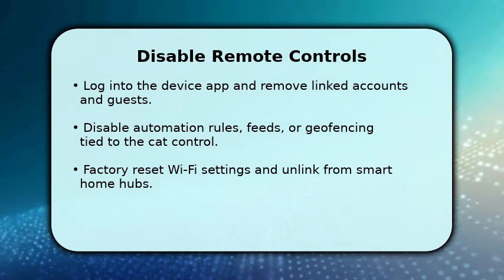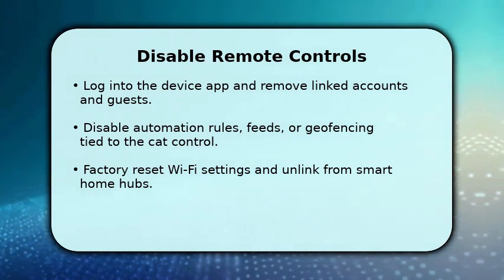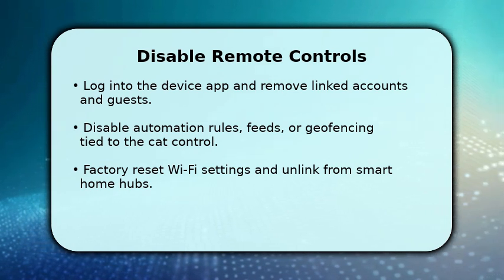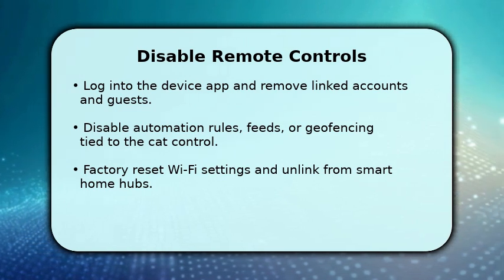Remove all linked accounts and guest users so only you retain control. Then, disable automation rules, scheduled feeds, and geofencing that trigger cat control. This prevents the system from reasserting behavior.